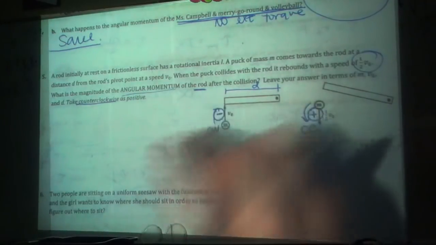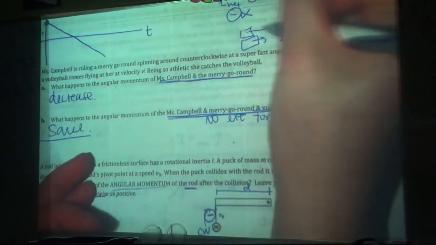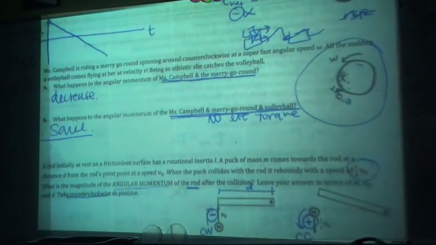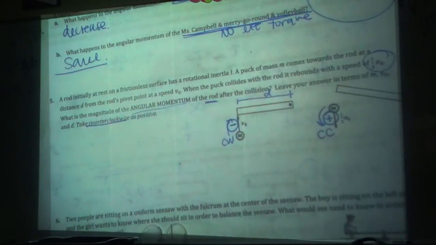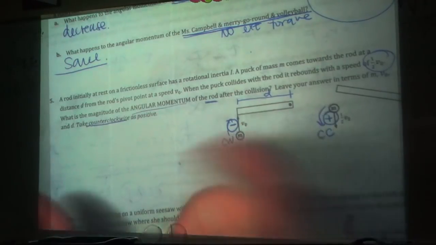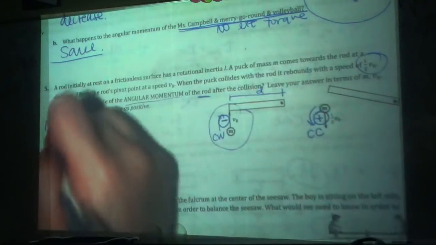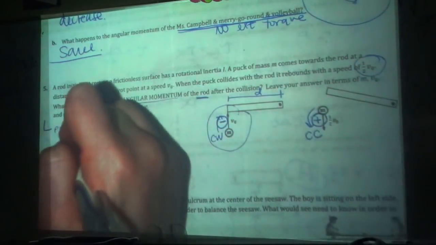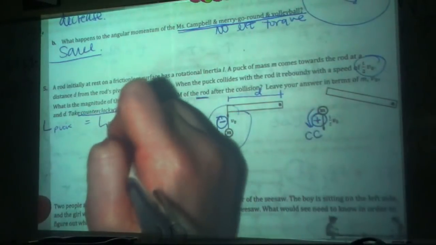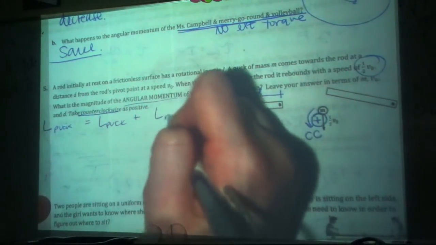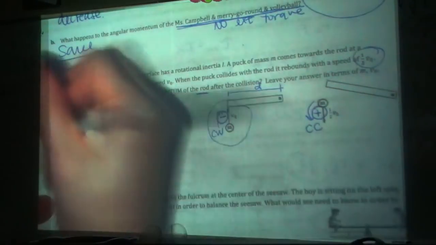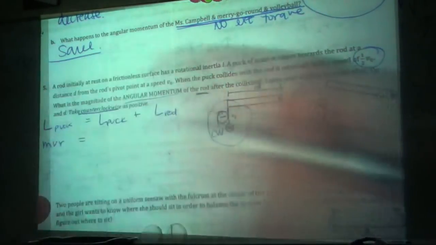And direction absolutely matters for angular momentum, the same way this is very different than if they both go towards each other, etc. So direction definitely matters, so be careful with your signs here. And then if you were to write your conservation of angular momentum equation, you would say the momentum of the puck before equals the momentum of the puck after, and the momentum of the rod after. We know that the puck is just mvr, because it's moving in a straight line, and then this is still moving in a straight line, mvr.